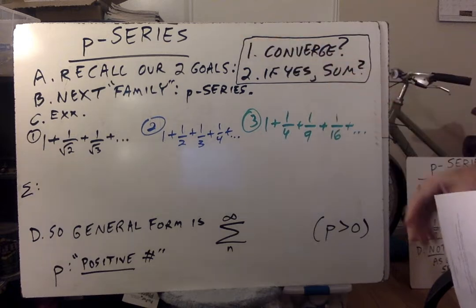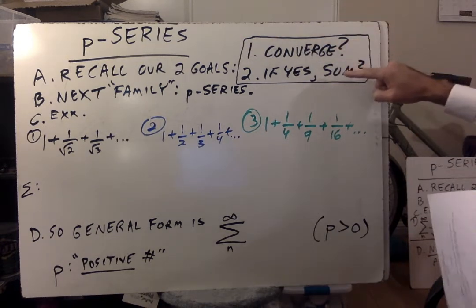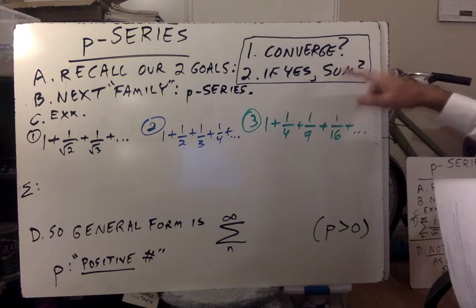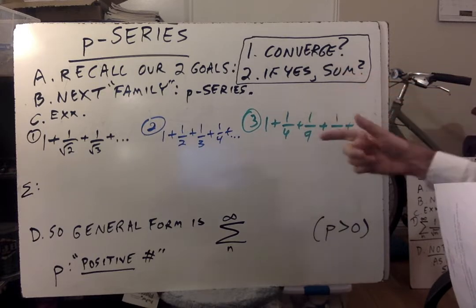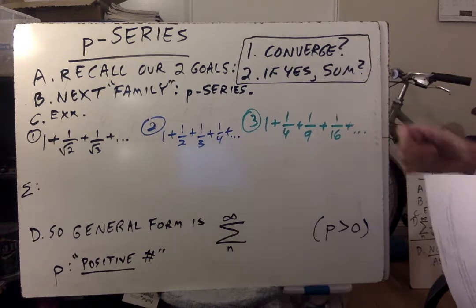For the P-series family, there's a very simple test to answer the first question, but calculating a sum is not possible, so we don't worry about calculating a sum. If we need to use a converging P-series, if we actually have to use it, then we will just take as many terms as we need. We can't calculate a sum that it approaches.